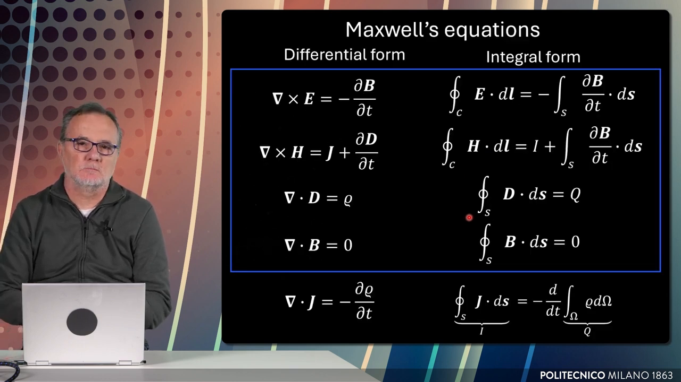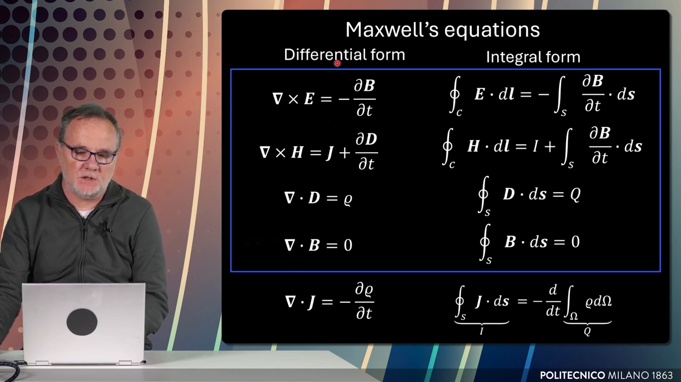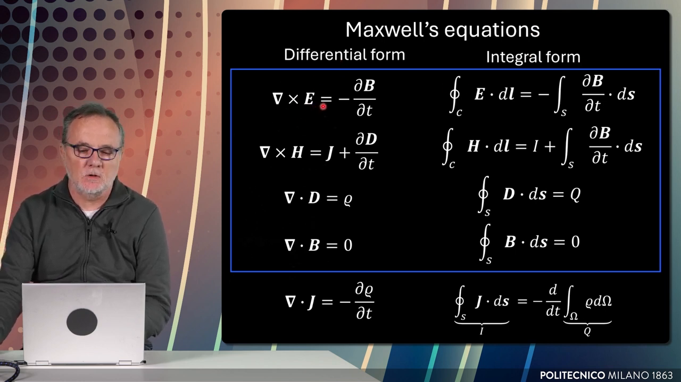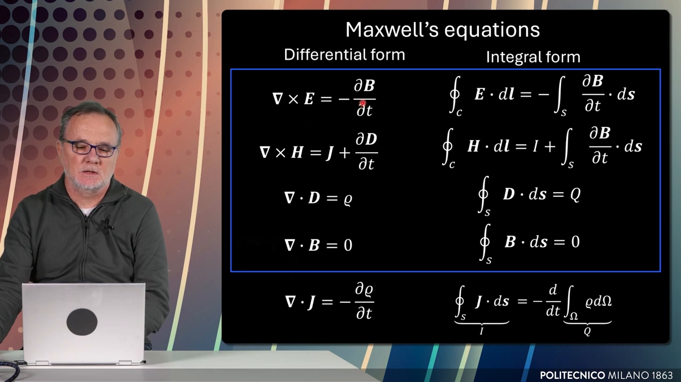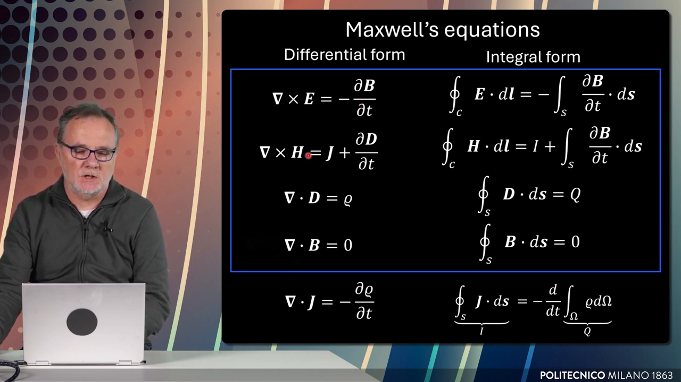So we are now able to write down the complete set of Maxwell's equations, both in differential form and in integral form. Now, in differential form, we have that the curl of E is no longer zero, but it's rather minus the time derivative of the magnetic induction. And the curl of H equals the current density plus the time derivative of the electrical induction.